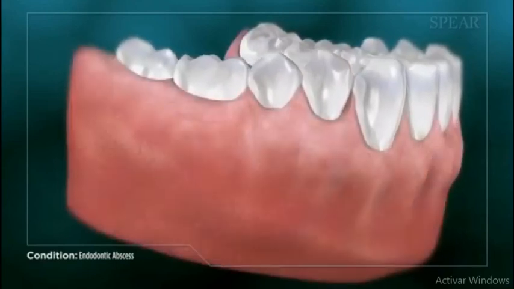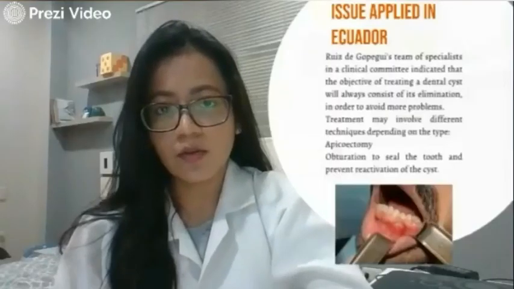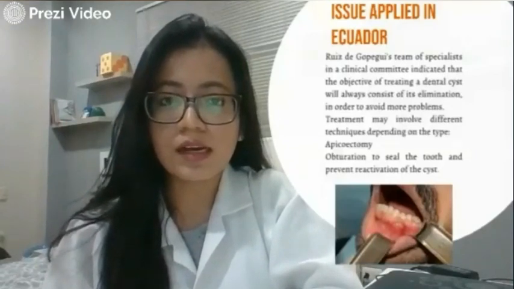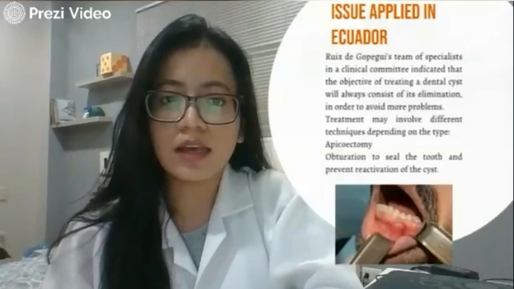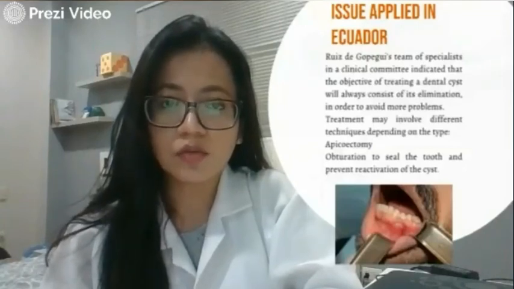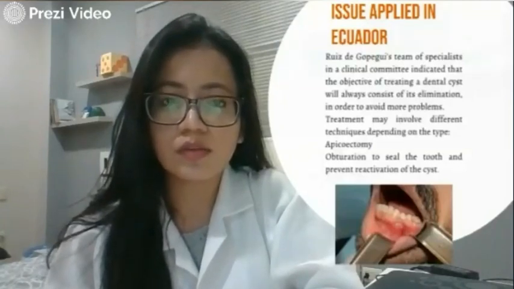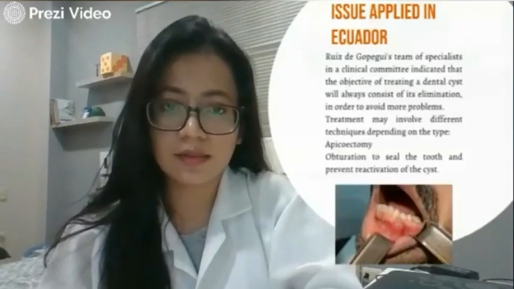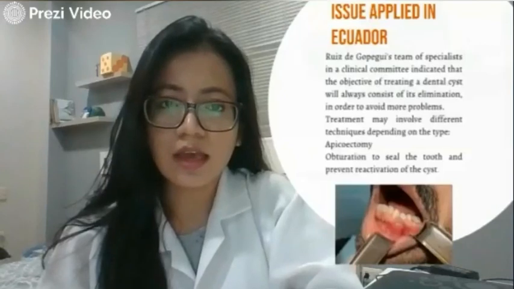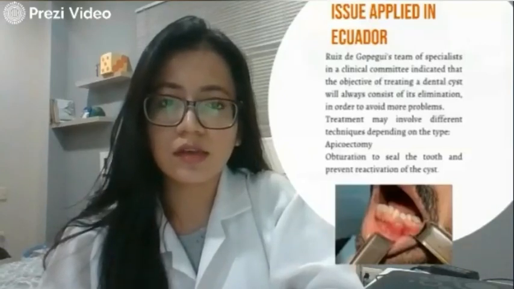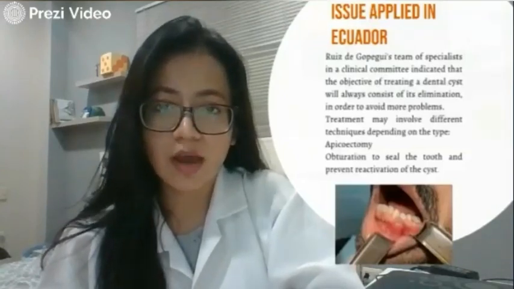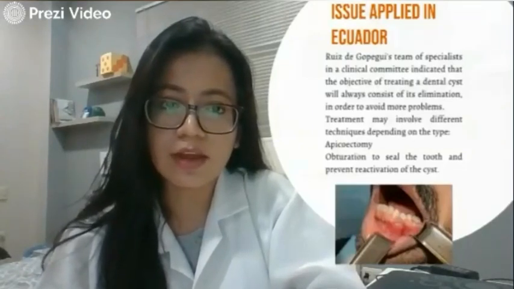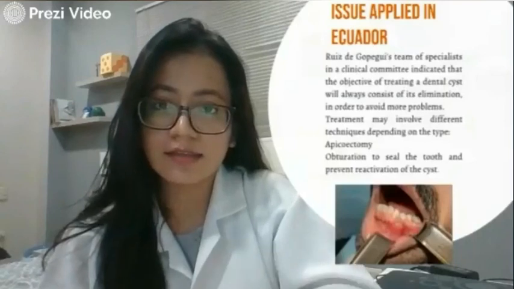Issue applied in Ecuador. The team of specialists in a clinical committee indicate that the objective of treating a dental cyst will always consist of its elimination in order to avoid more problems. Treatment may involve different techniques depending on the type. For example, apicectomy or obturation to seal the tooth and prevent reactivation of the cyst.